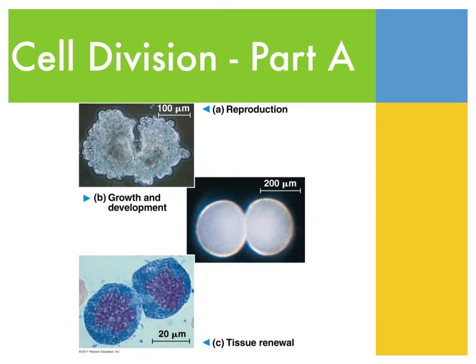This new video is about cell division, and the first part of it will cover mitosis and binary fission, while part B will cover meiosis. Cell division in this part of the chapter will in fact give rise to cells that are identical to the cell that produced them initially.